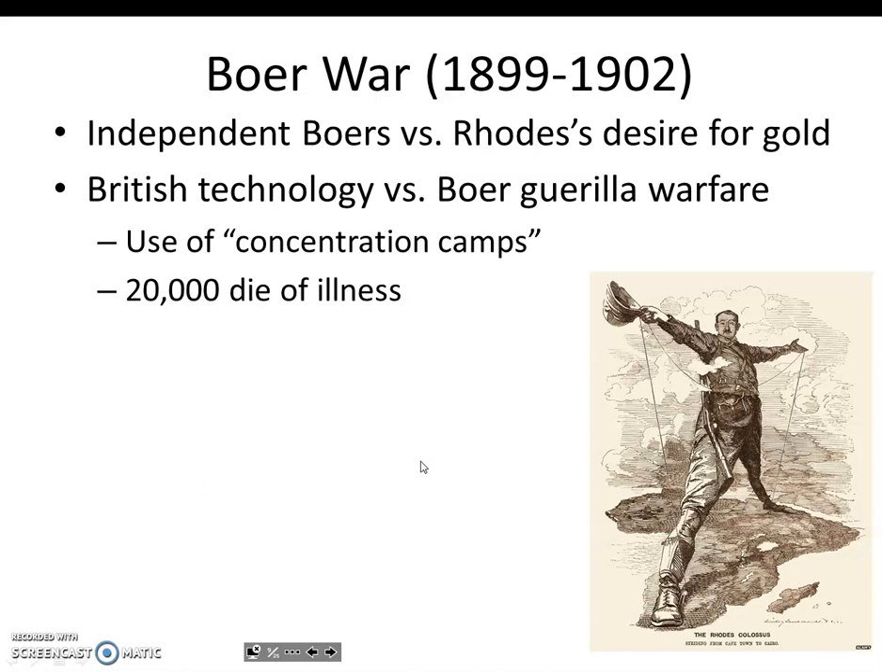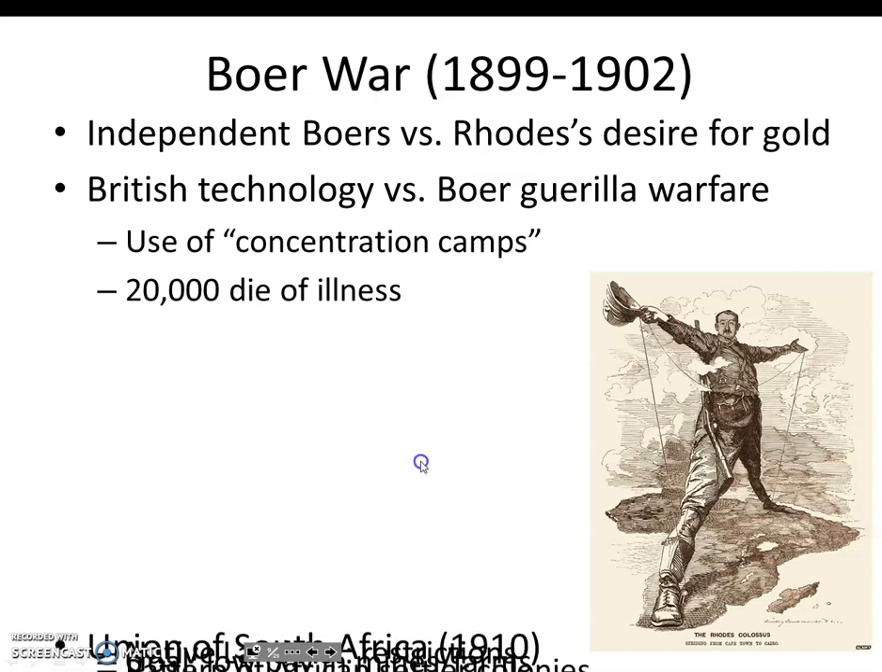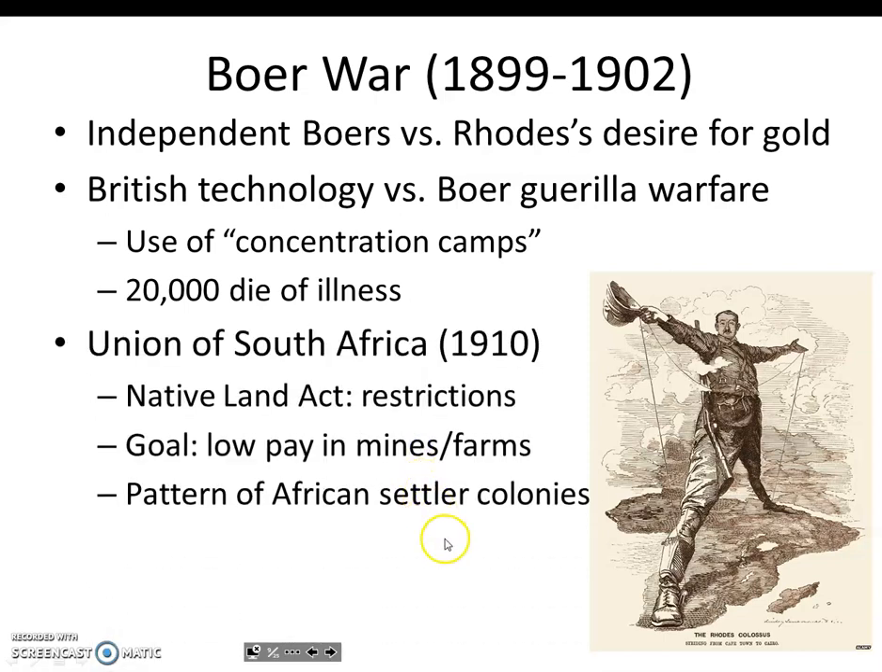The two sides eventually compromised, and they formed the Union of South Africa in 1910, and they became a self-governing dominion under the British Empire. So essentially they were what Canada was. Both needed cheap African labor, hence the compromise.